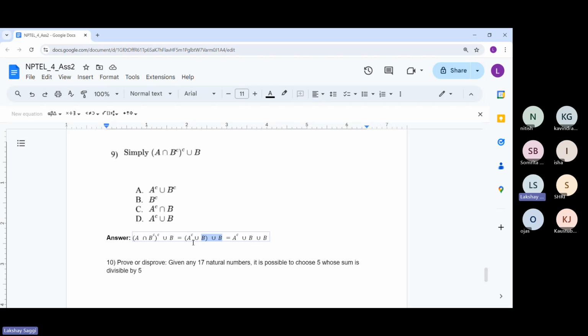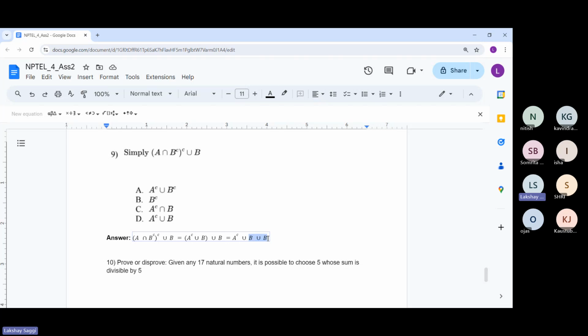Note that if it was A complement intersection B and then this was a union with B, then I could not have done something like remove these braces. Then the order matters, whether we are taking intersection first or complement first or union first. But if all of these are unions or all of these are intersections, then we can remove these parentheses and perform the operations in any order we want.